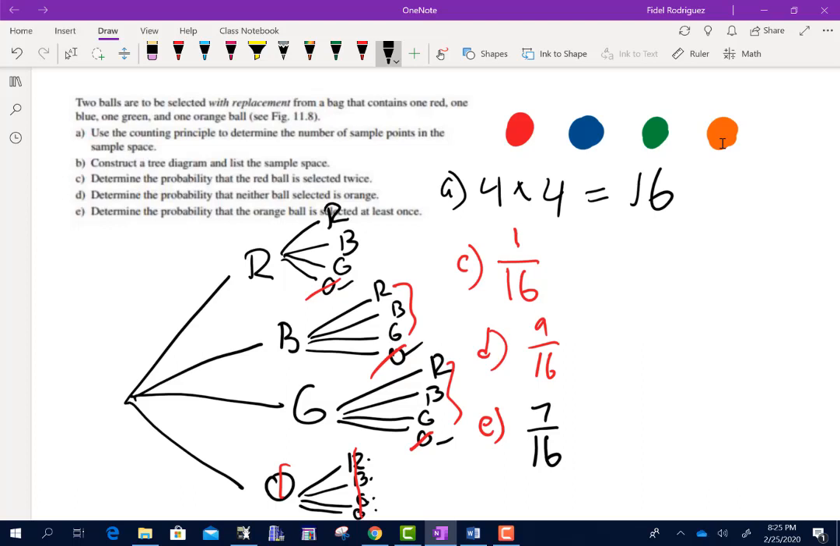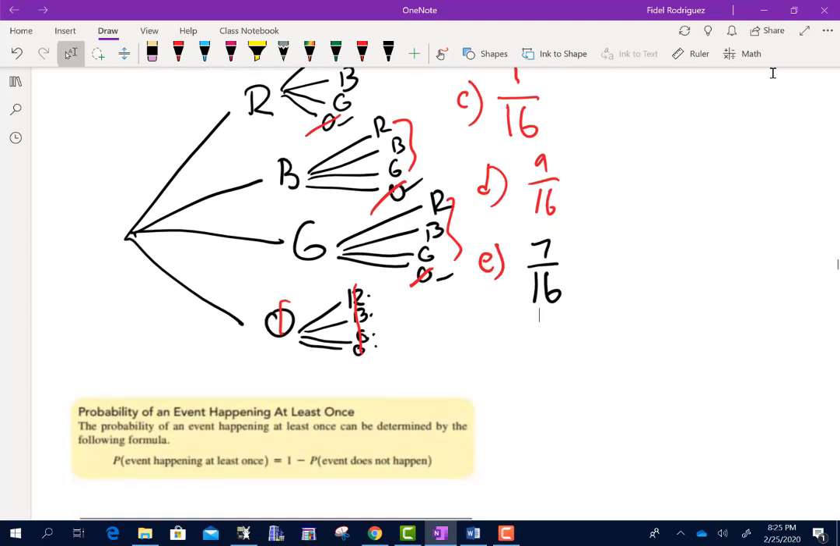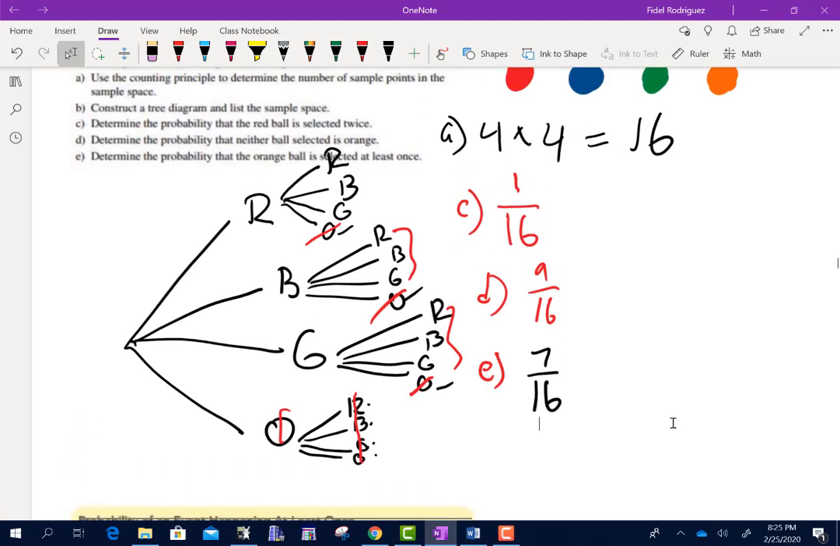All right. So now I'm going to scroll down to the next part. Take a look what we have here. It says the probability of an event happening at least once is equal to 1 minus the probability that it does not happen. So when we did part C, neither of them are orange. We got 9 out of the 16. So 9 out of the 16 is the probability that none of them are going to be orange. Well, what's the probability that at least one of them would be? The rest. There's 9 out of 16. How many are left over? 7 of them are left over, okay?